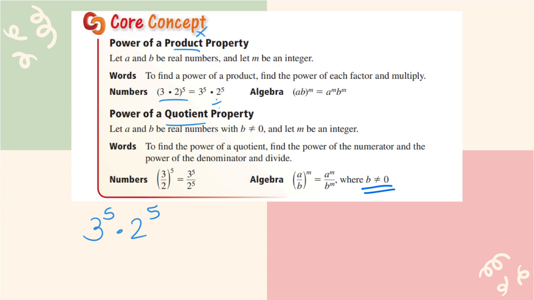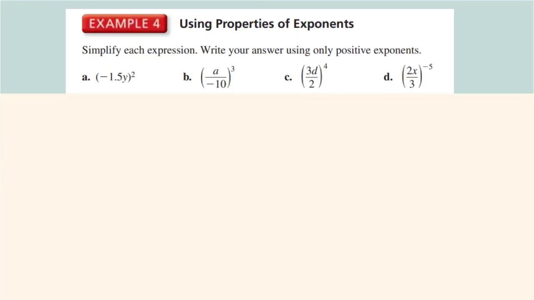In a quotient, we're going to have, again, distribution. So if I have 3 over 2 to the power of 5, you're going to distribute. So I'm going to have 3 to the power of 5 and 2 to the power of 5. And then we simplify. Remember, 0 cannot be in your denominator. If not, it will be undefined. So let's work on some examples here.